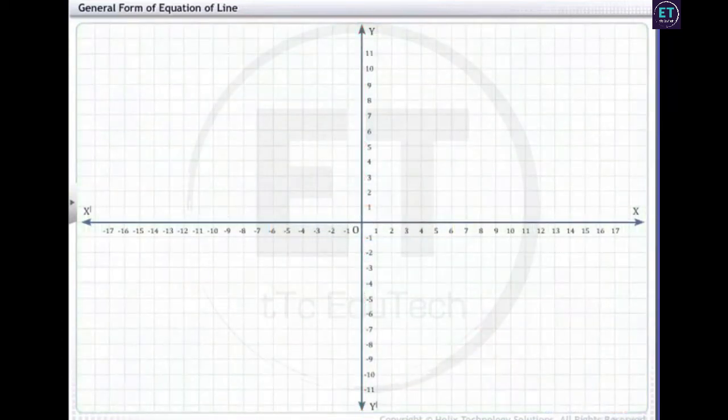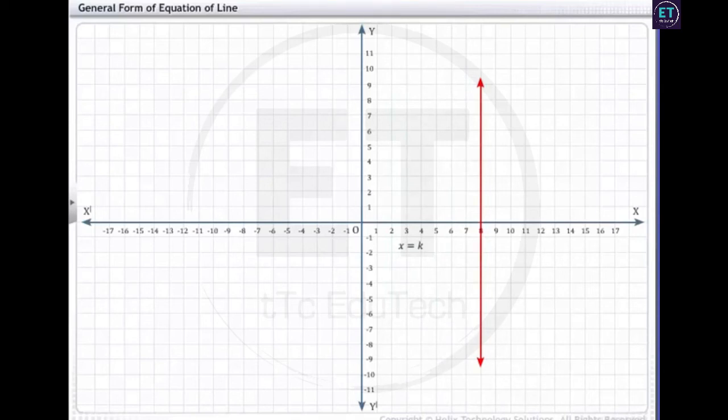Let us now consider a situation where these players are in a straight line at a constant distance k from the Y-axis. You will notice that the line joining the position of players standing at the same distance actually runs parallel to the Y-axis. For this line, the distance of the players from the Y-axis is constant, that is, x is equal to k. This means that the coordinates of these players will be (k, 5), (k, 3), (k, -2), and (k, -5). Therefore, the equation of a line parallel to the Y-axis is x equals k.